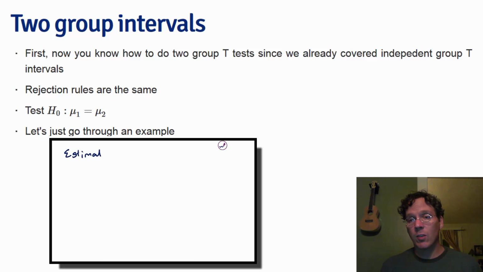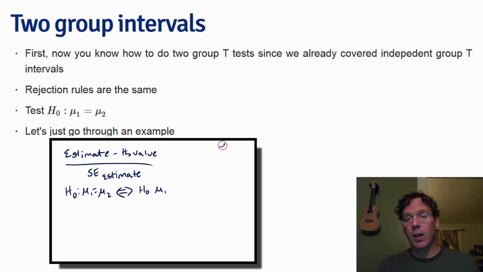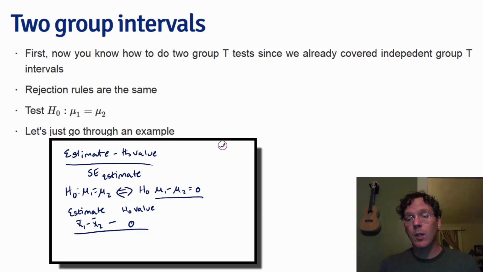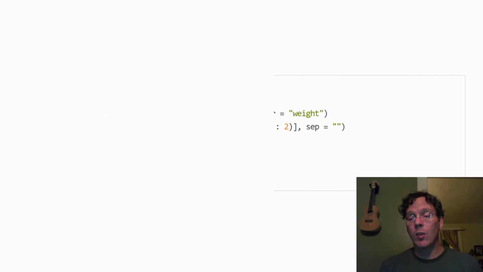Our test statistic will always be the same. It will be the estimate, x bar 1 minus x bar 2, minus the hypothesized mean difference, mu1 minus mu2, which in this case is 0, divided by the standard error. We'll go through an example to illustrate this.